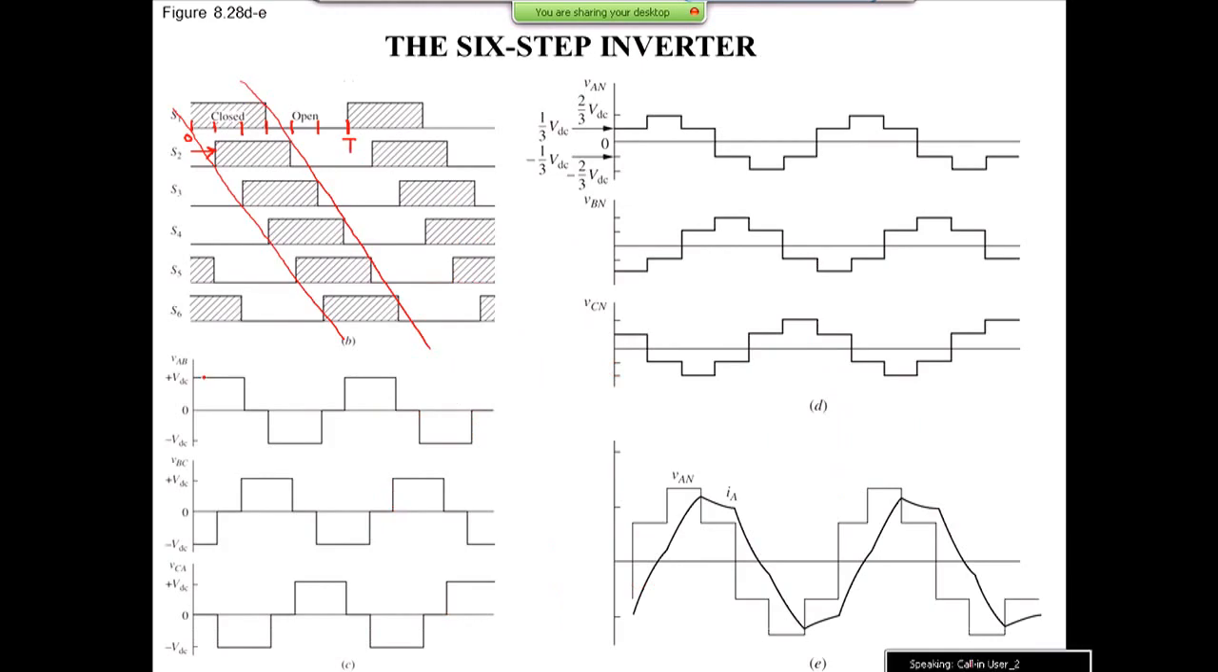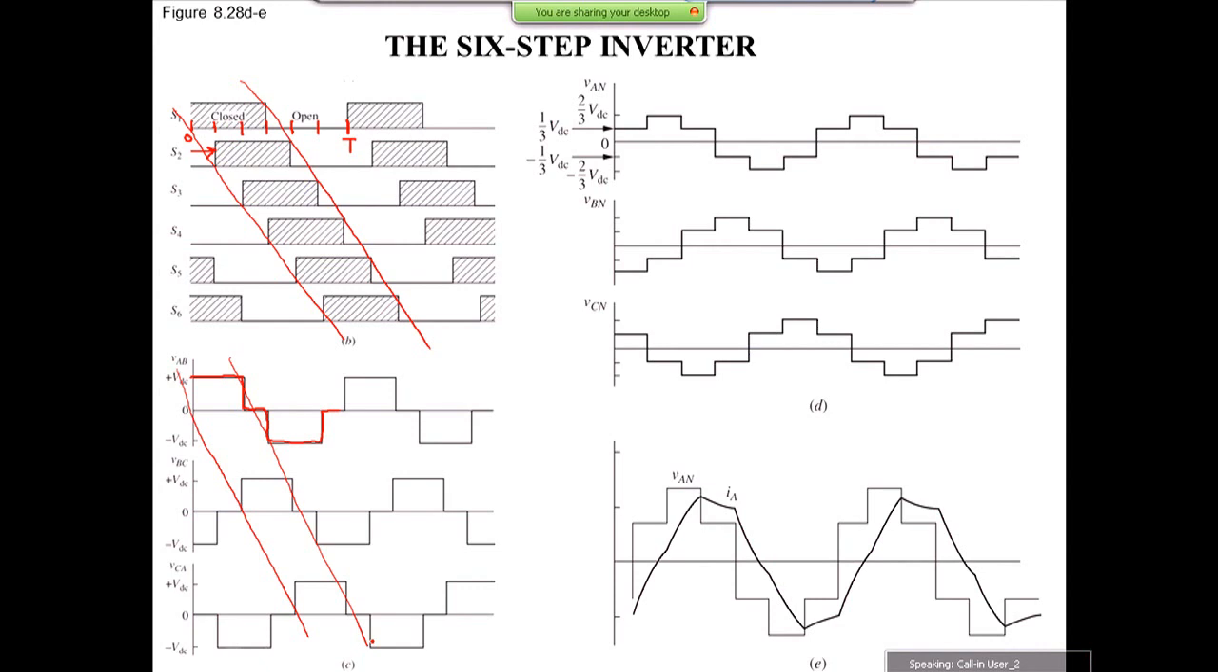VAB, which is a line-to-line voltage, turns out to be a square shape like this. And VBC and VCA are the same. There's only 120 degrees of phase shift between them. So you can see this waveform is just moved to the right as time goes on, and you go from phase A to phase B to phase C.